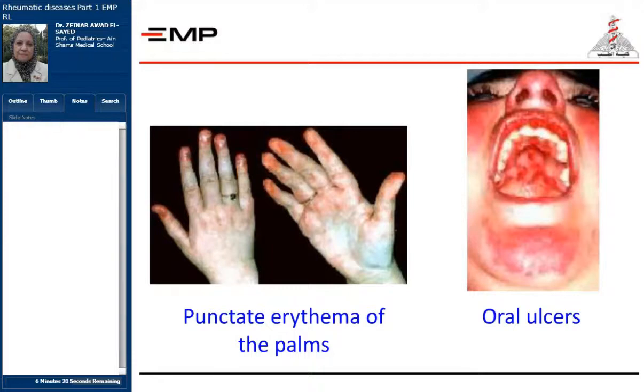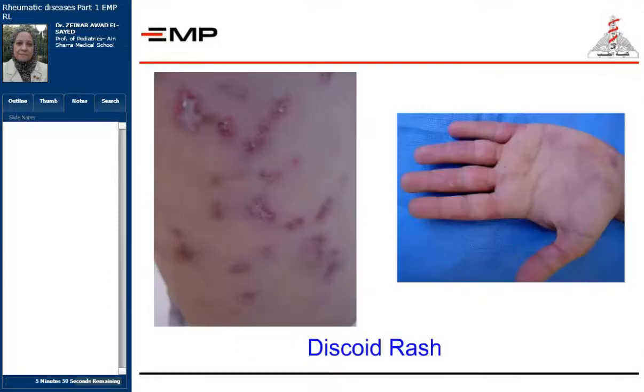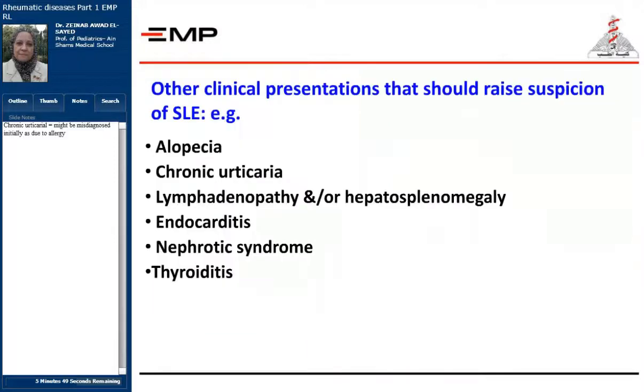This picture on the left-hand side shows the hands of a girl with systemic lupus, and you know why she's a girl? Because she's wearing a ring. These are her hands. You can see the punctate erythema of the palms and over the tips of the fingers. This is a characteristic finding in patients, but it's not in the 11 criteria. This is the discoid rash, which are patches or plaques of erythema that have scales on top and might leave atrophic scars as well.